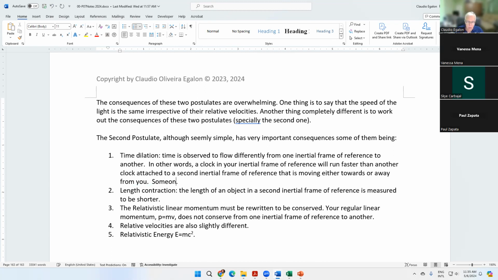So someone in the other inertial frame of reference is seen to age more slowly. Okay, and that has been verified experimentally over and over again. And then we have the other important consequence, which is the length contraction.